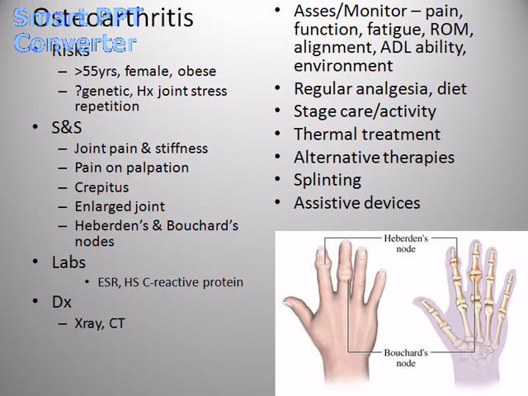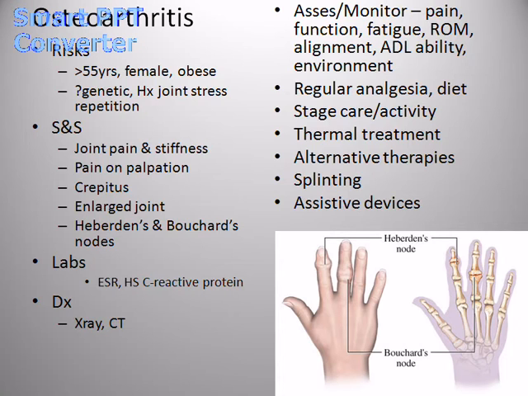Balance rest and activity, so we want them to stage their activities so that they have rest periods between. Instruct them on correct body mechanics. We might encourage them to use thermal treatments, hot or cold, to alleviate the pain, and also complementary or alternative therapies such as acupressure, therapeutic touch, tai chi, magnets, music therapy, all those things.